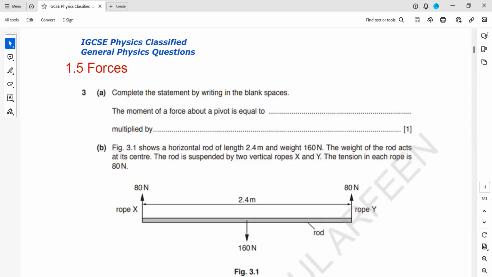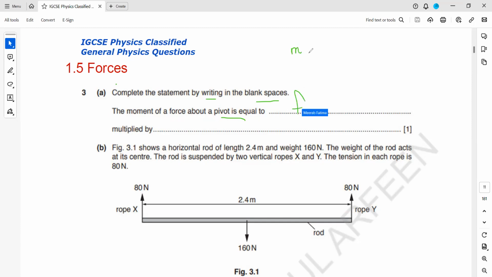So the general physics questions, this is related to topic 1.5 forces. Complete this statement. You can annotate on the screen. You can also use the chat or a mic to answer the questions. Complete this statement by writing in the blank spaces. The moment of a force about a pivot is equal to dash multiplied by dash.